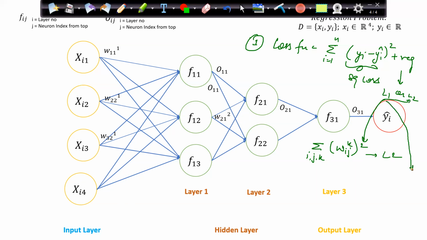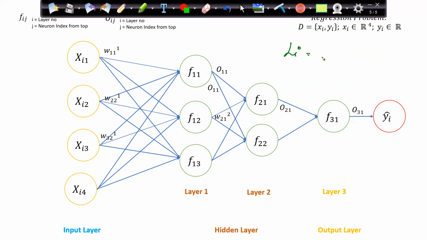And if I want to do L1 regularization, the square will not be there, right? So summation of i j k, wij power k, is my L1 regularization. That is the whole idea. And for a single record, my loss will be yi minus yi hat whole square. And for all the records, my loss will be summation of i is equal to 1 to n of Li, which is nothing but for all the records, I sum up to get the total loss, plus regularization.